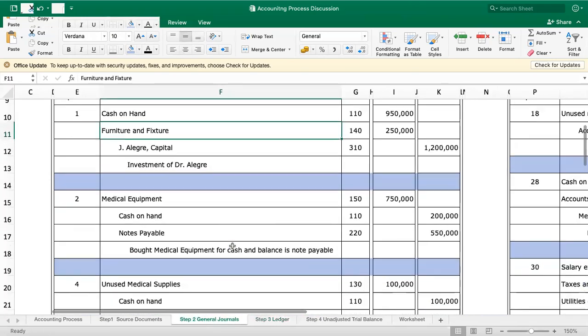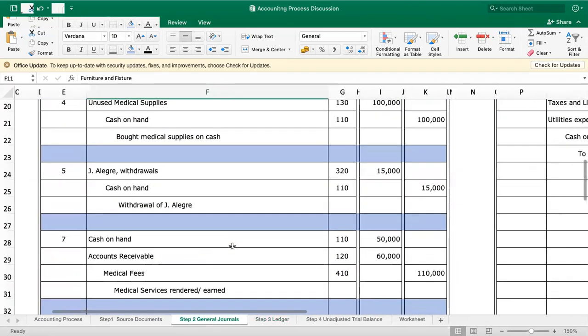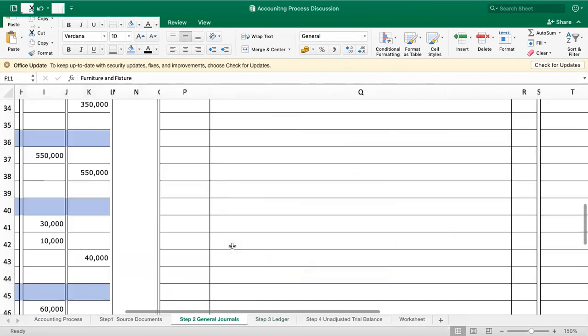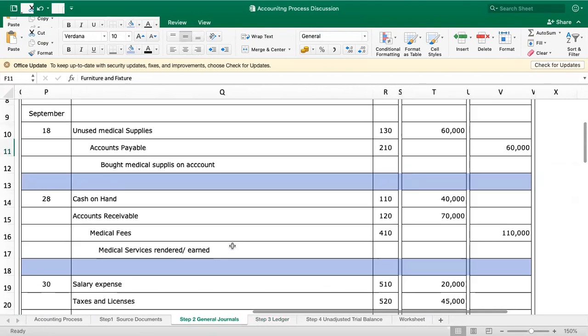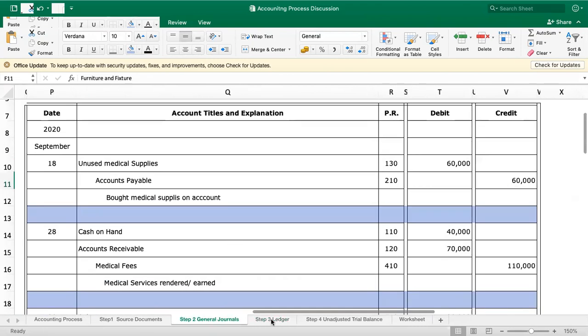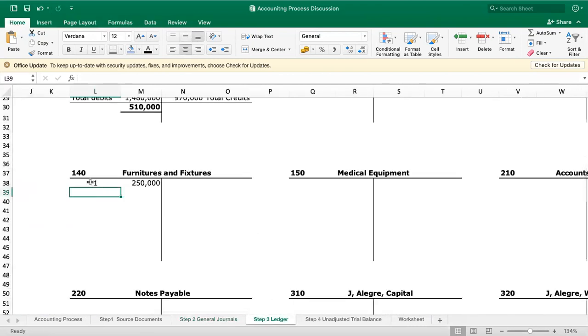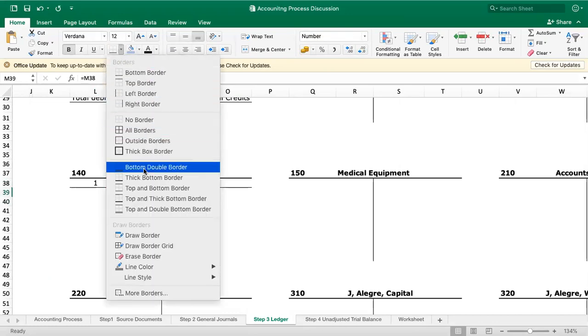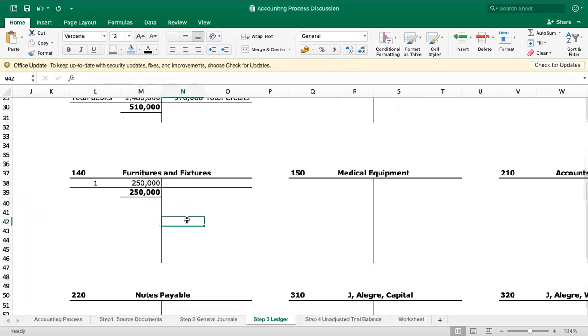Let's find another transaction. Furniture and fixtures. Wala na sa page 1, page 2, wala na din. So, ito lang yung transaction, di ba, that affects your furniture and fixtures account. Therefore, that is the balance of September 30, that is 250,000. So, you have a debit balance of 250,000. Double rule din natin yan.